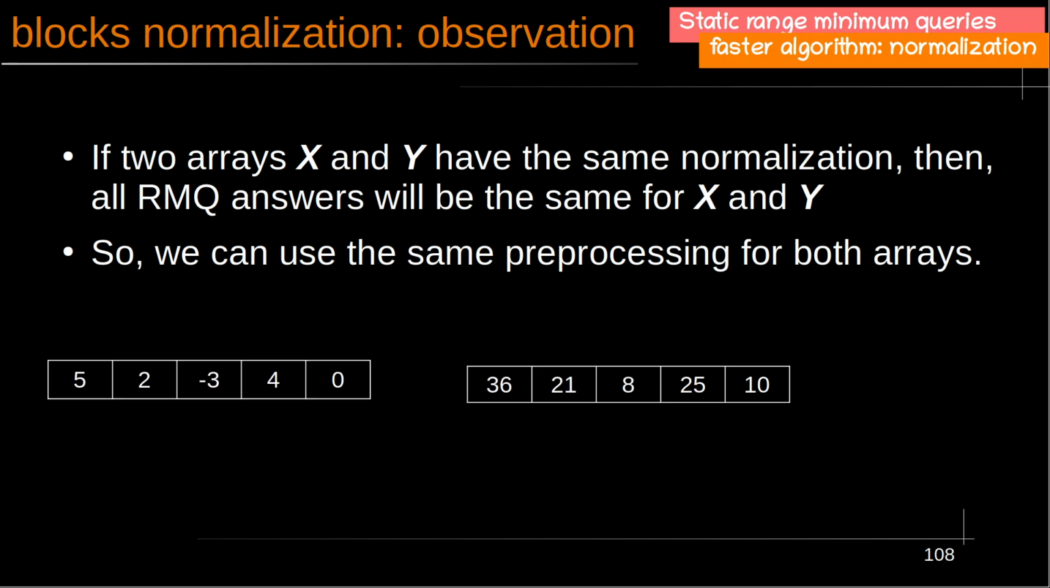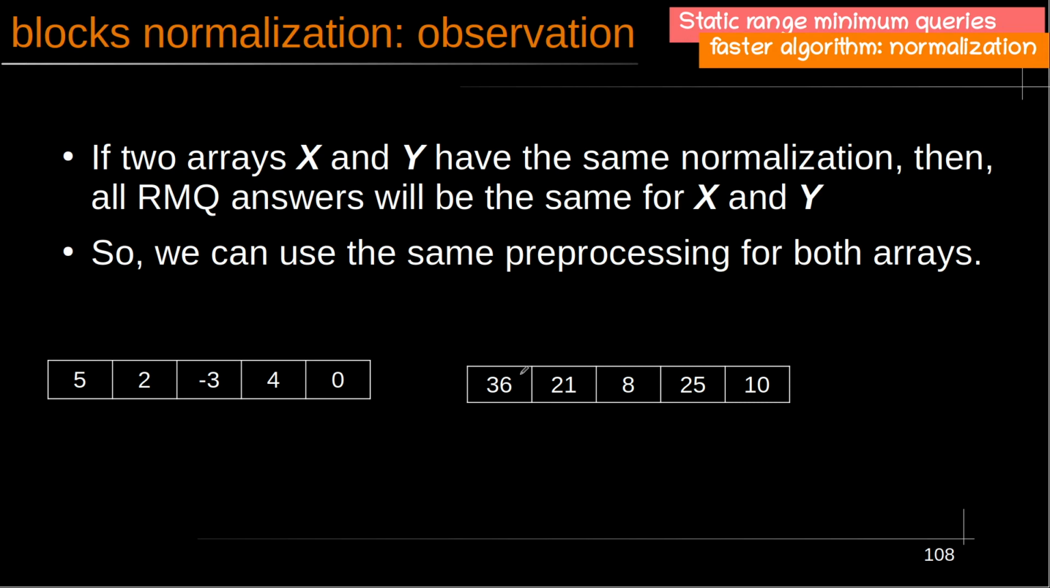So we can do the same preprocessing on both arrays. Let's take these two arrays. What does it mean for the arrays to have the same type? Let's analyze this. In the first array, I have 5, then 2, lower than 5, then minus 3, lower than 2 and 5, and 4, greater than minus 3, greater than 2, but lower than 5, and 0, lower than 4, greater than minus 3, lower than 2, lower than 5.